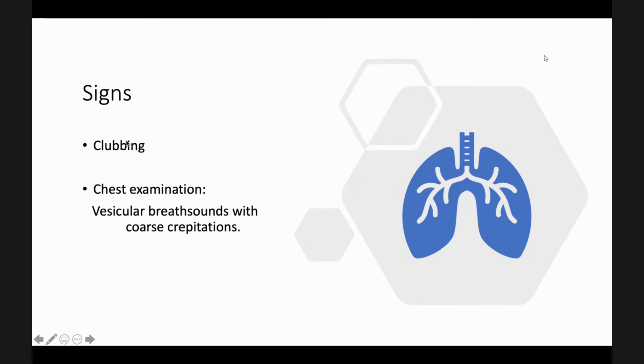So in around 40 to 45% of patients you can get clubbing. On chest examination, you can have a vesicular breath sound with coarse crepitations. It can be localized in any part of the chest. If it is diffuse bronchiectasis, then you can have diffuse coarse crepitations. Otherwise, it can be localized in any part.